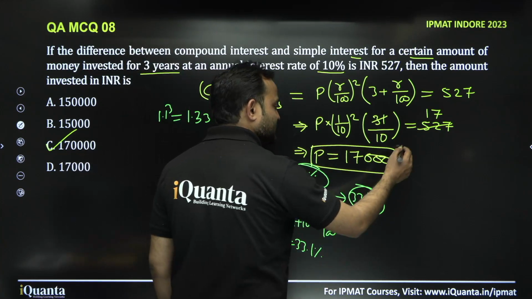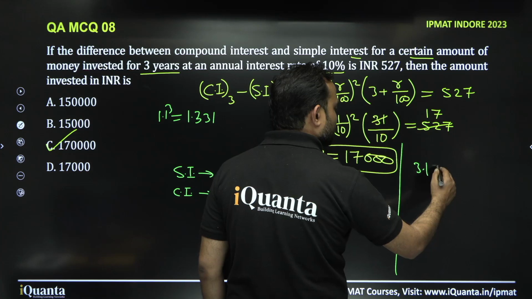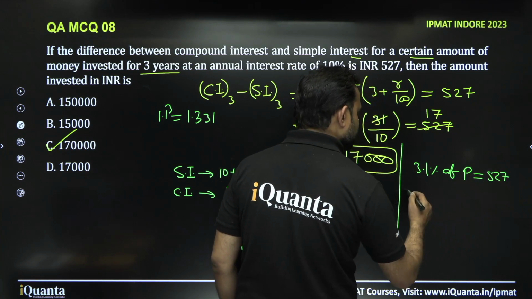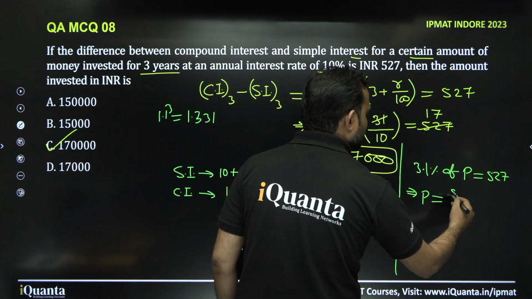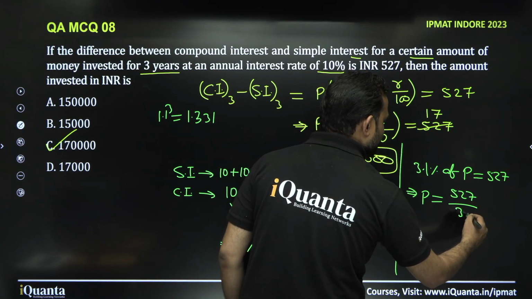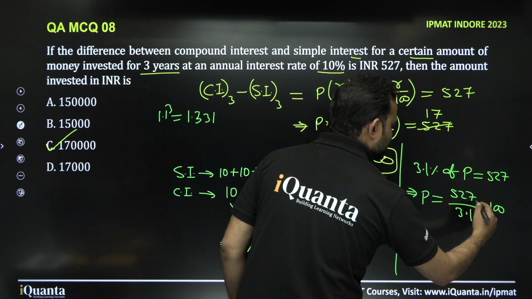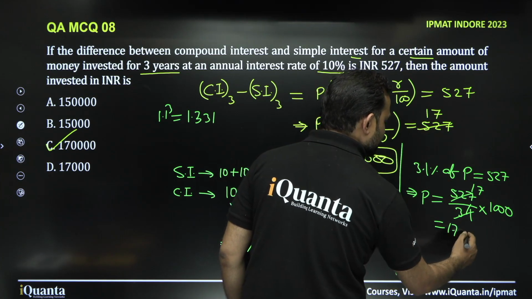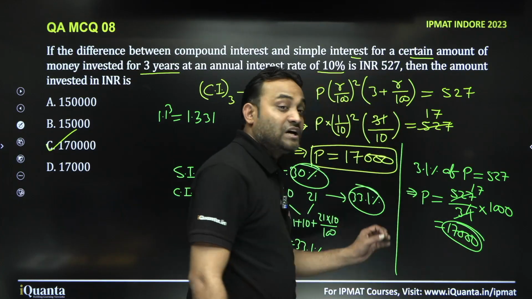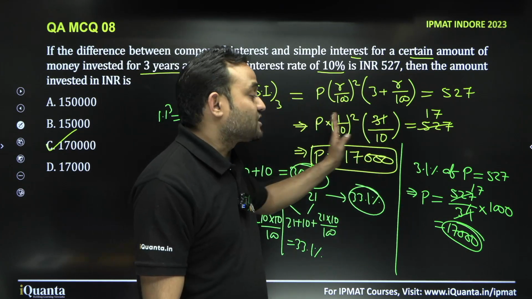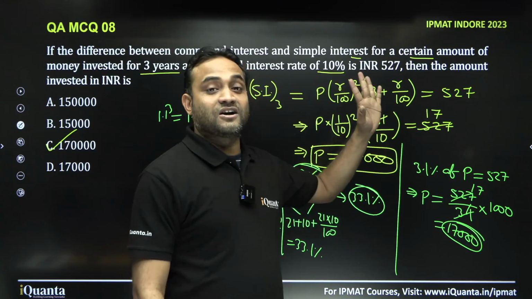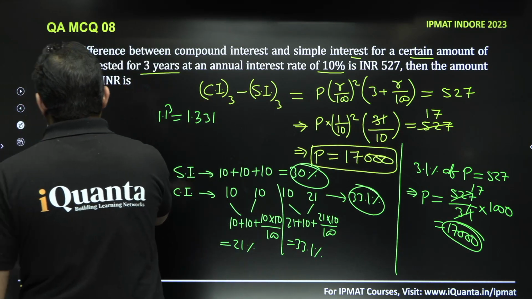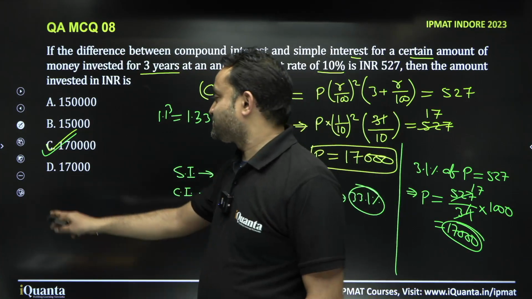व्हाट्स द डिफरेंस? So the difference is 3.1% of principal, which is equal to 527, or P is equal to 527 divided by 3.1 into 100. तो ये यहाँ चला गया. This is 17 times. देखो कितनी आसानी से आ गया 17,000. ओरली सॉल्व हो सकता है ये क्वेश्चन, ना तो फॉर्मूले याद रखने की जरूरत है, ना कोई कैलकुलेशन करने की जरूरत है ना. So our answer is option C, which is 17,000.